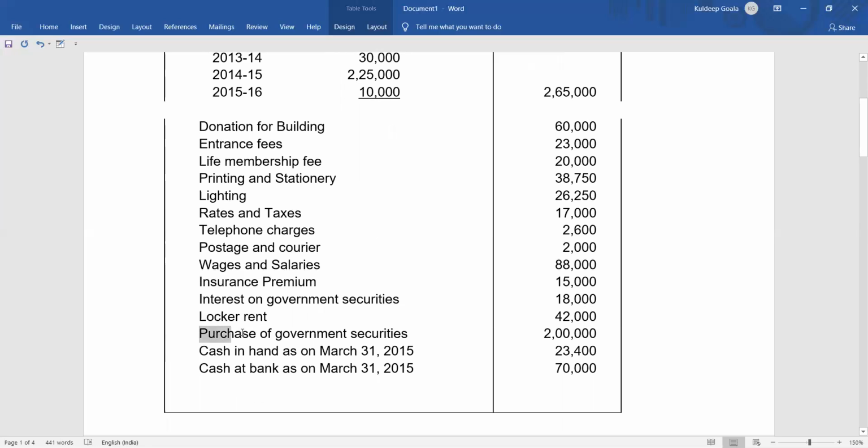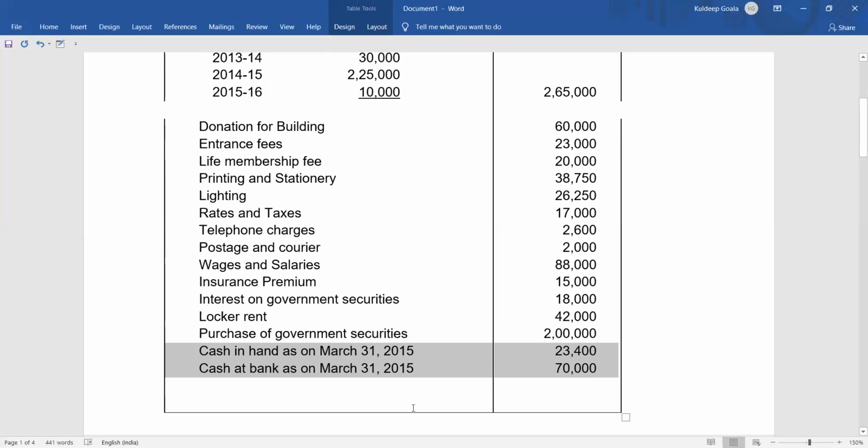Then purchase of government securities, that is a payment. We are buying government security, so it's an investment. It is taken as money is going out, so it is a payment type. Okay, it will be taken as payment. Then at last we have cash in hand on 31st March 2015, 23,400, and cash at bank on 31st March 2015, 70,000. So this is nothing but the closing balance of cash.